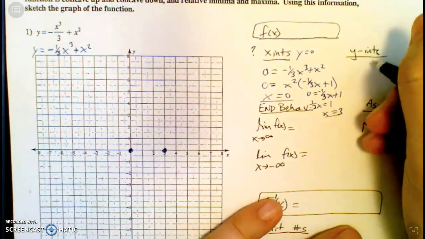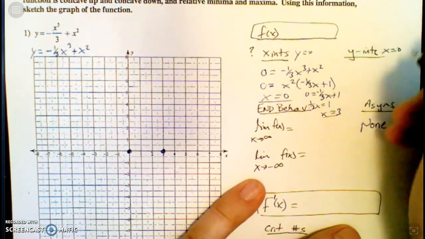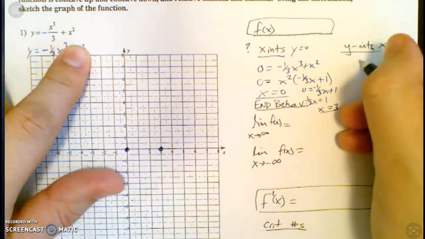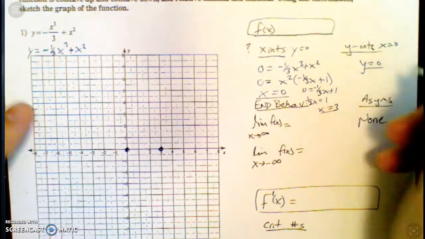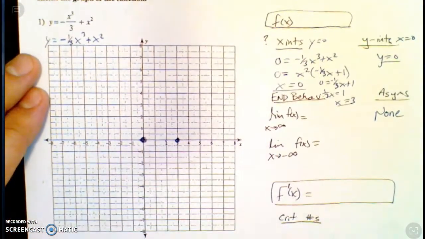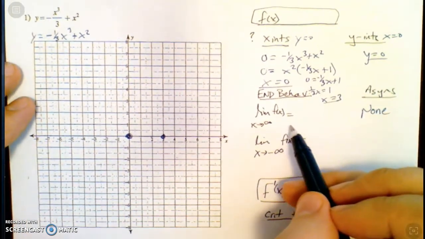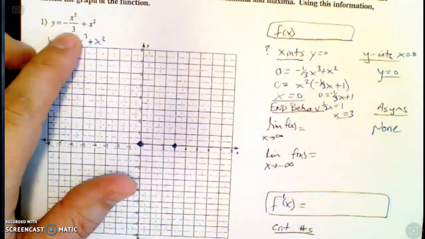Next, I can find y-intercepts, which is even easier because you just set x equals 0 and plug it in. It's 0 and 0, so y is 0, which I already knew. Look, there's the y-intercept. Oops, already found it.